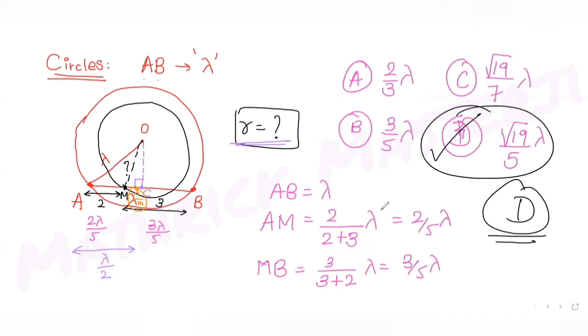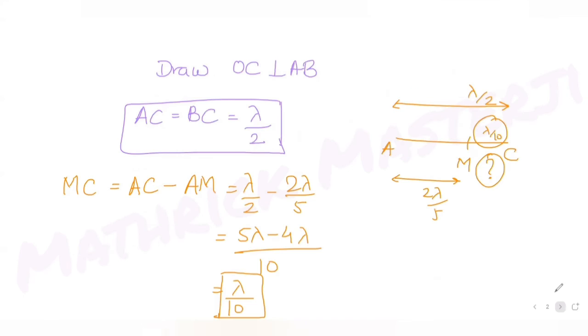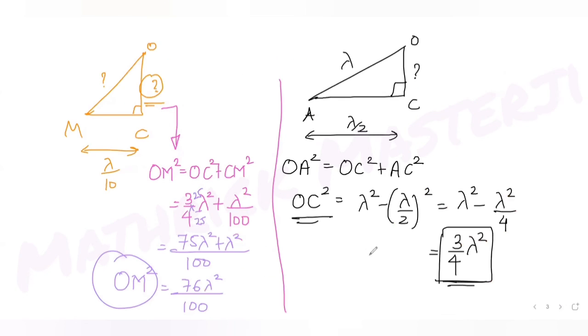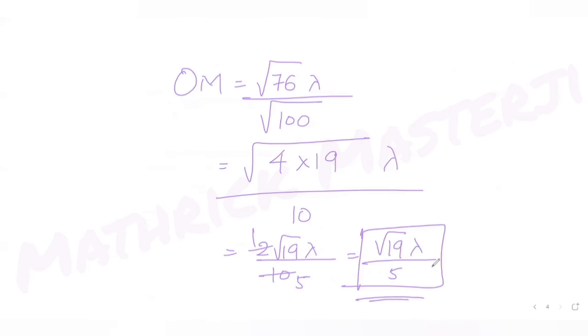I hope you have understood how to solve this type of questions. So we just applied the Pythagoras theorem for the two triangles. The only thing that we did here was to draw this construction, that I drew a perpendicular line from the center of the circle to the chord, which basically bisects the chord. Then the entire thing was applying the Pythagoras theorem and getting the answer of the radius as root 19 lambda by 5, which matches with option D. So D becomes the correct answer here.